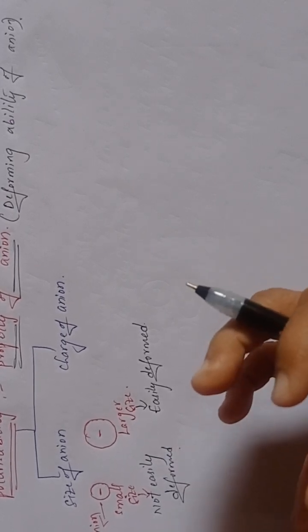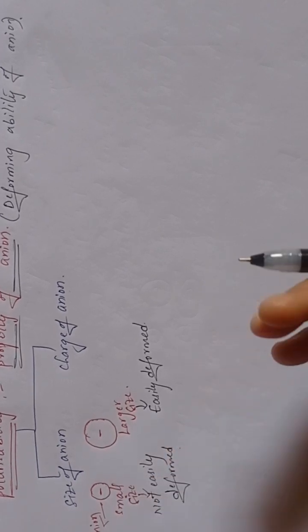Now coming to the size of the anion, see here. Here anion size is small, here anion size is larger. Smaller size means anion is not easily deformed. Because here cation size is small, and anion size is also small, what happens, students? This also has more effective nuclear charge. So the cation cannot easily attract the electrons. It cannot change the distortion. It cannot change the electronic cloud. So that's why here it is not easily deformed.